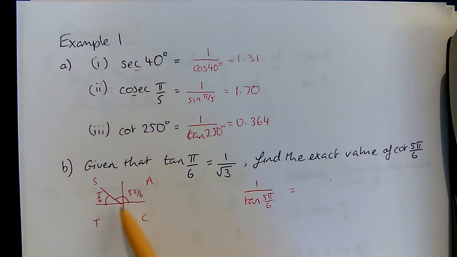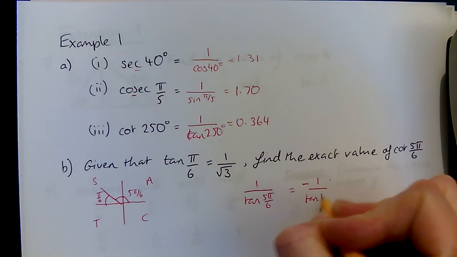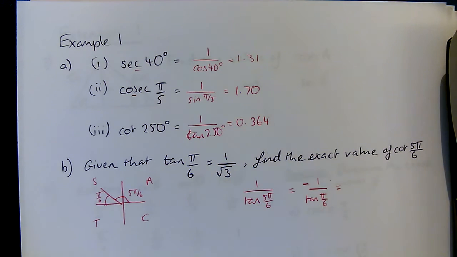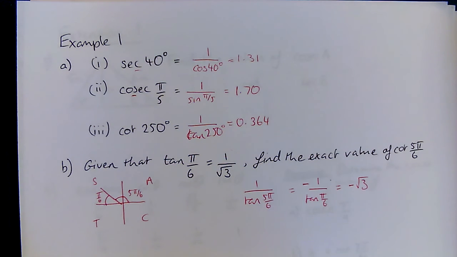Right, tan of pi over 6 is acute. Pi over 6 is acute, so tan will be positive. But here, the only thing that's positive is sine. And so we know the tan of 5 pi over 6 would be negative tan of pi over 6. So we want to do the negative reciprocal of 1 over root 3. So that gives us minus root 3.